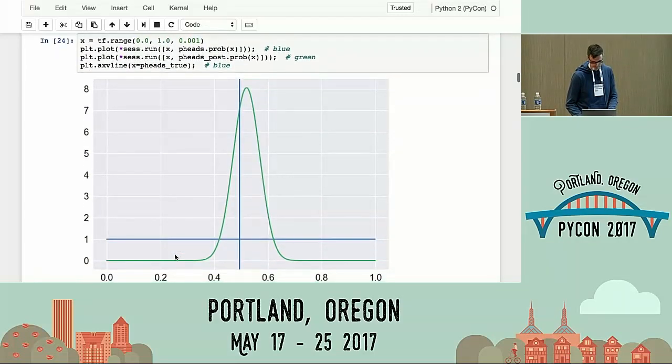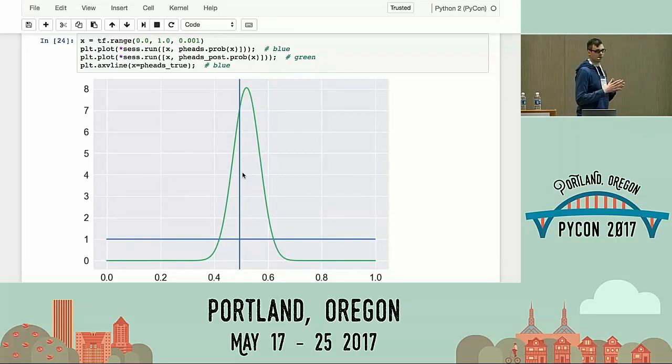So this is the result. So the blue curve is what we started with. This was the prior, and the green curve is now the posterior that Edward derived analytically. And as you can see, this curve is more or less in agreement with what the true value of the fairness was, but the peak here doesn't really agree, and there's still some uncertainty.